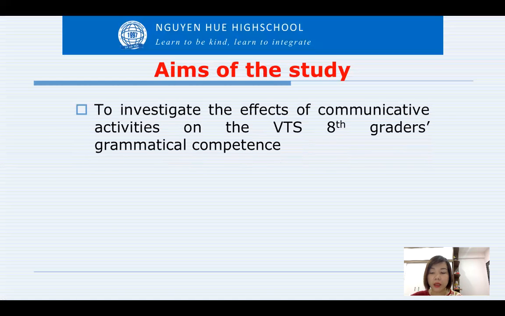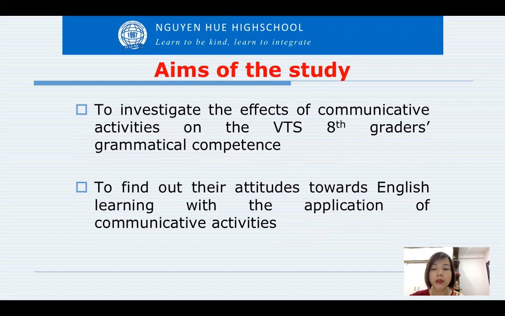And so when I carry out this study, my aim is to investigate the effects of communicative activities on the Võ Thị students' grammatical competence, and the second is I want to find out their attitudes towards English learning with the application of communicative activities.